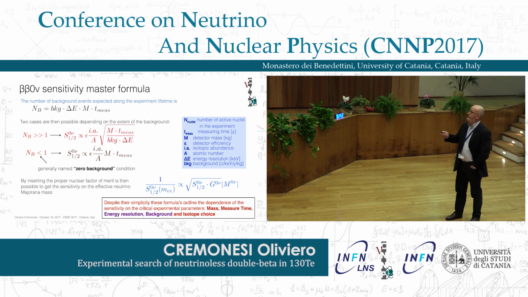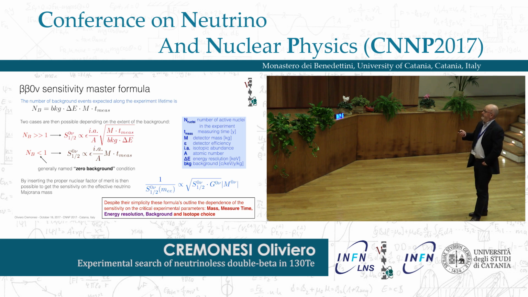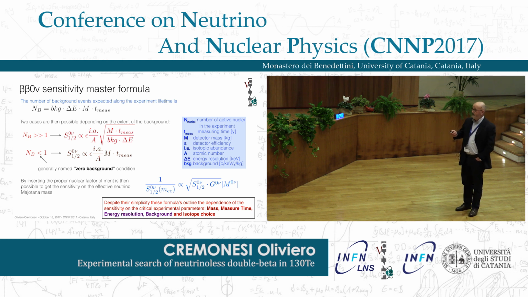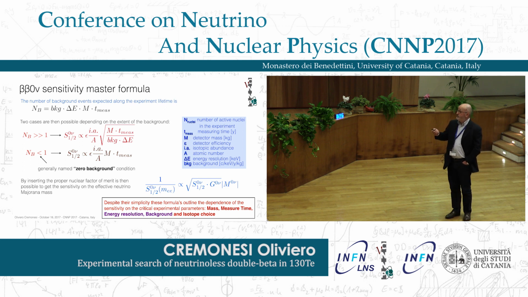This is a very naive formula which was already pointed out in previous talks, but it has a very important message to send. This formula outlines what are the most relevant parameters of these experiments, in particular large masses, long measure time, a low background, a good energy resolution, and of course also a good isotopic abundance, which is one of the most debated subjects for the future because it is usually most expensive.